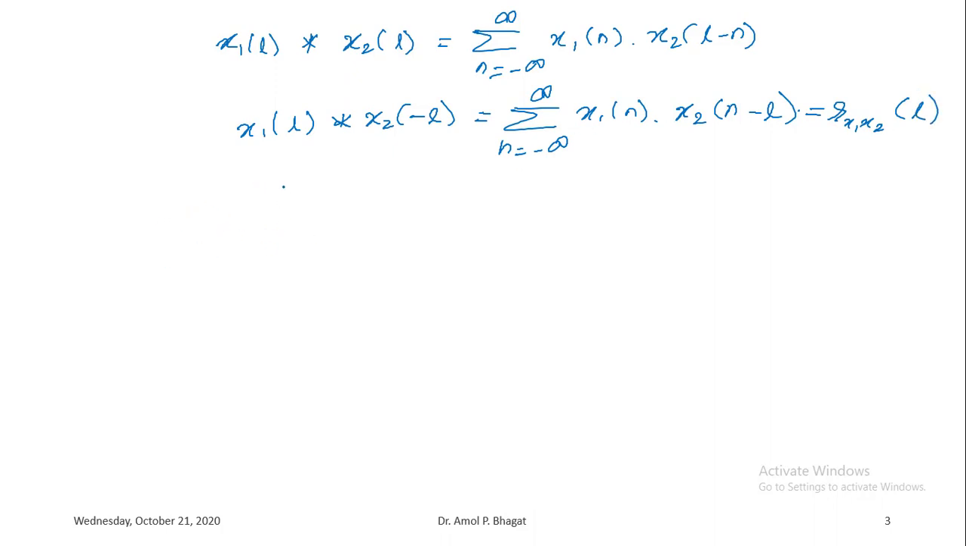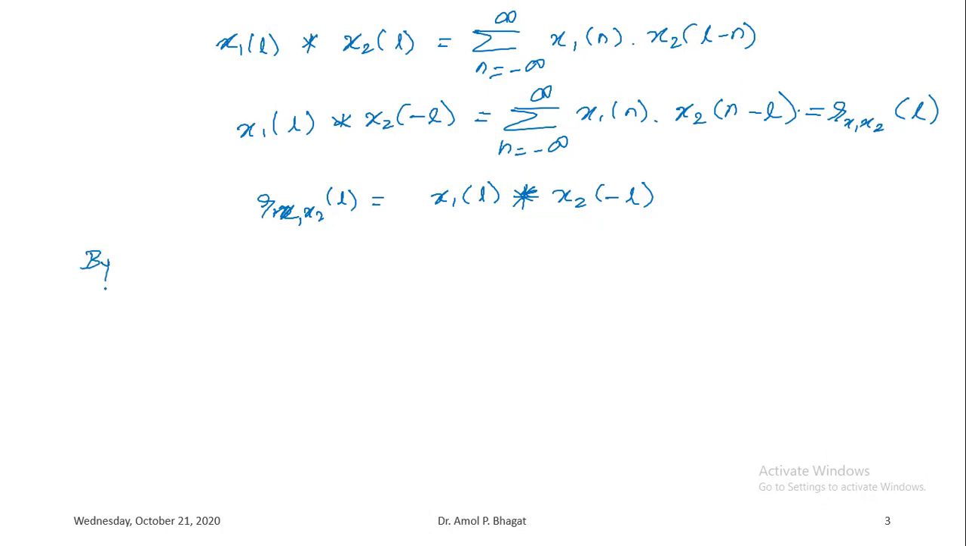Here the star indicates the convolution operator. We can say that r x1 x2 of l is equal to the convolution of x1 of l and x2 of minus l, right? As per the convolution formula, we get summation n equals minus infinity to infinity x1 of n into x2 of n minus l. So this is the cross correlation represented in terms of the convolution of x1 of l and x2 of minus l, correct?